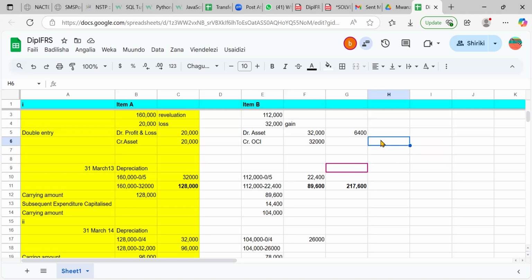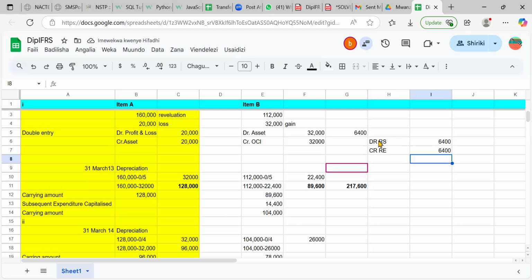To do that, you remove something from revaluation surplus, you take it to retained earnings. I told you that revaluation surplus is an item of equity. It is of a credit nature. So I will have to debit revaluation surplus by 6,400, and then take this to retained earnings. I have to credit it there.